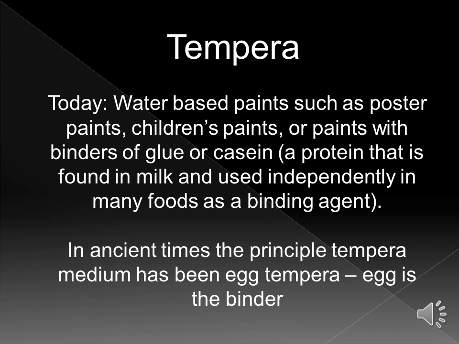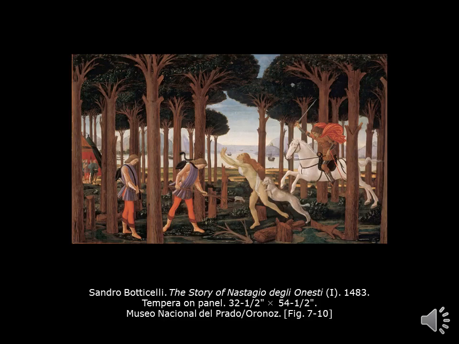Today, tempera includes water-based paints such as poster paints, children's paints, or paints with binders of glue or casein, which is a protein found in milk and used independently in many foods as a binding agent. In ancient times, the principal tempera medium was egg tempera. Egg is actually the binder. Tempera paint has ancient roots dating back to the ancient Egyptians, Greeks, and Romans, and artists in the Middle Ages perfected this technique.